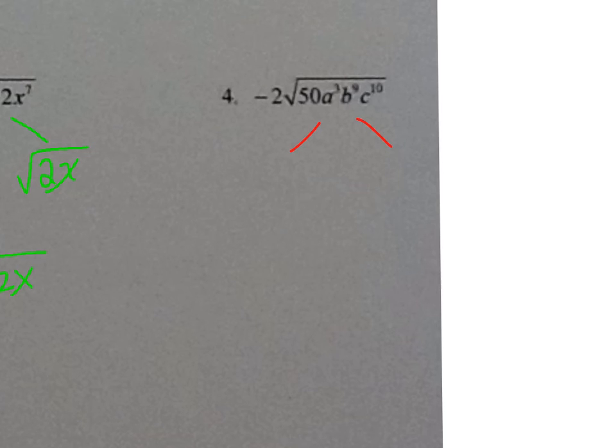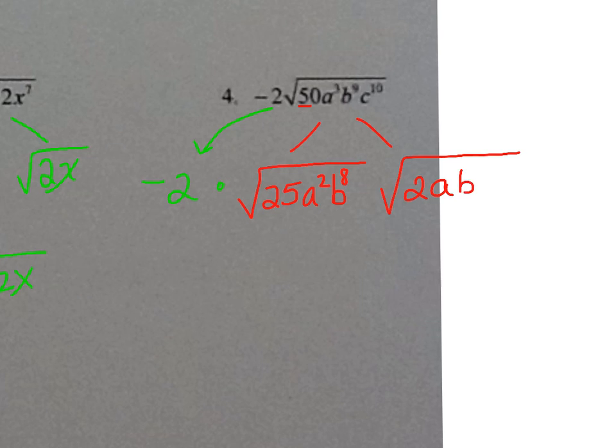All right, so I have that negative 2. I'm just going to carry that negative 2 down. Okay, what perfect square, we're going to start with the 50, goes into 50? That's 25 times 2. A to the 3rd, go one less than that, that's a squared times a. B to the 9th, go one less than that, that's b to the 8th times b. C to the 10th is a perfect square, so we'll put it over here. C to the 10th has an even exponent already. All right, so we bring down the negative 2 here.